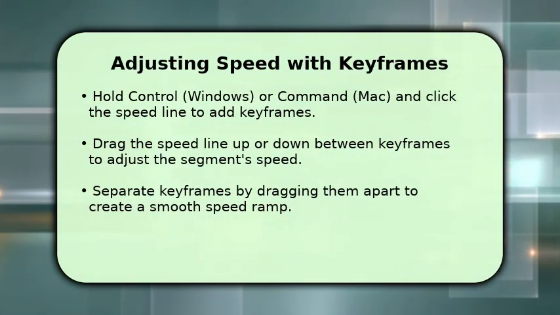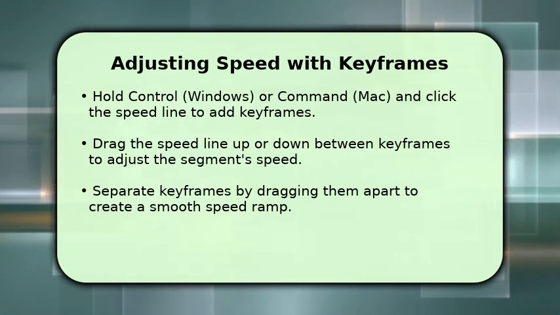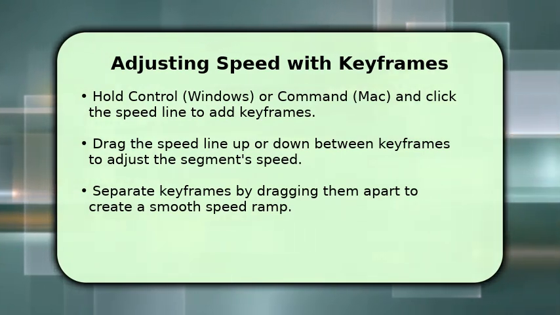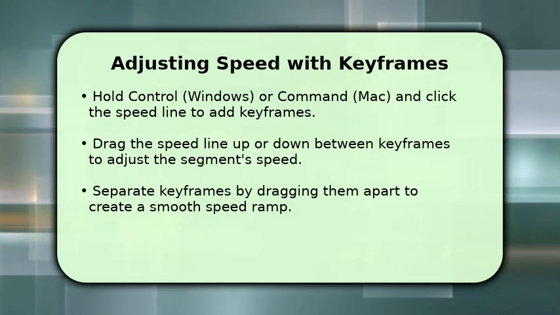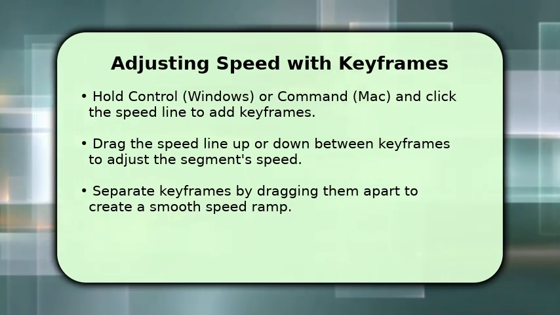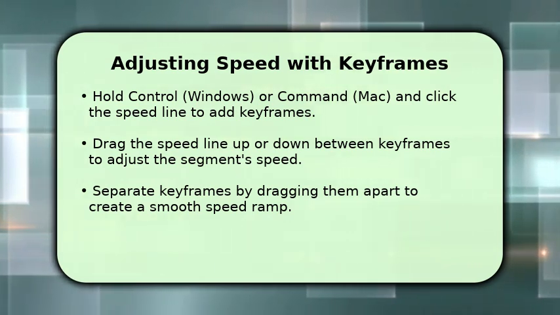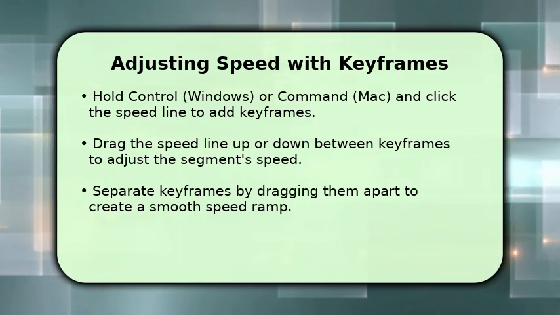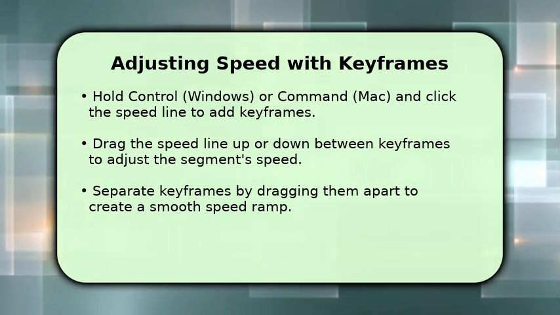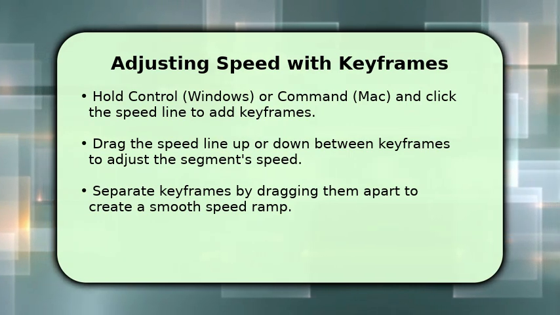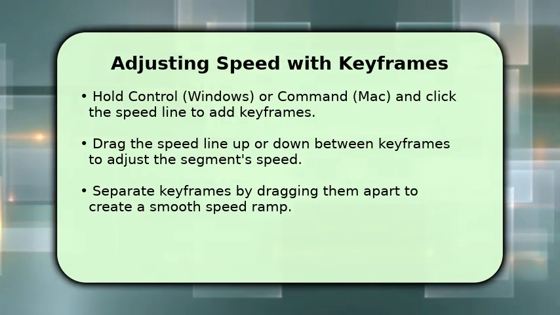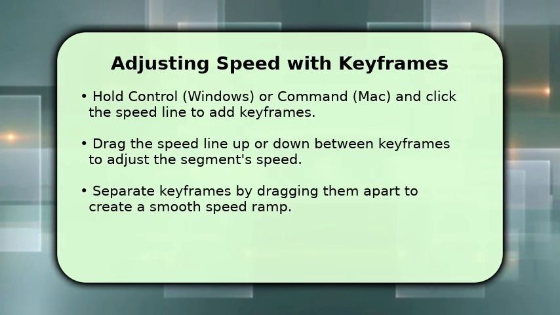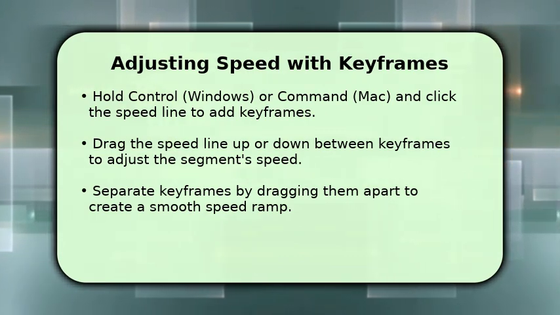Now, let's introduce keyframes. Hold down the Control key on Windows or the Command key on a Mac and click directly on the speed line to add a keyframe. You can add multiple keyframes to define different speed zones. To change the speed of a segment, simply drag the line between two keyframes either up for faster motion or down for slower motion. Dragging keyframes apart creates a gradual speed transition.